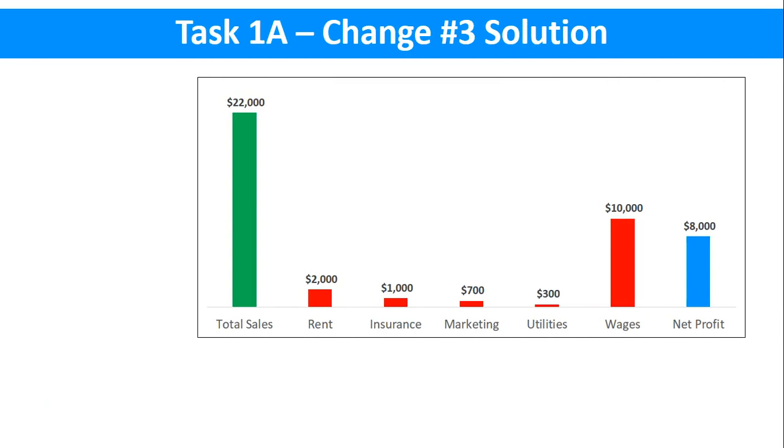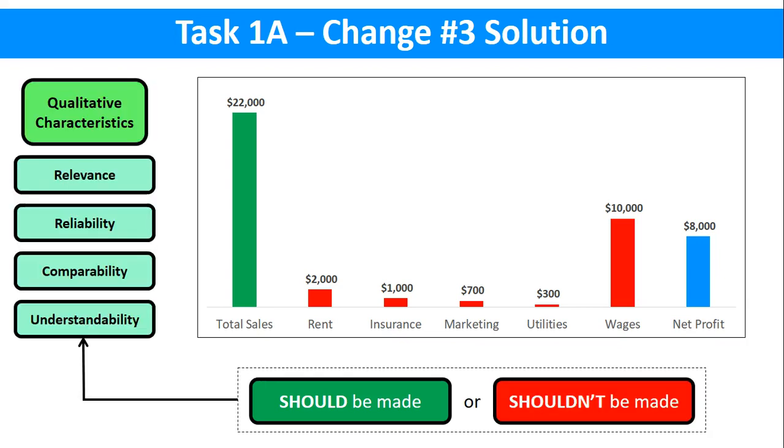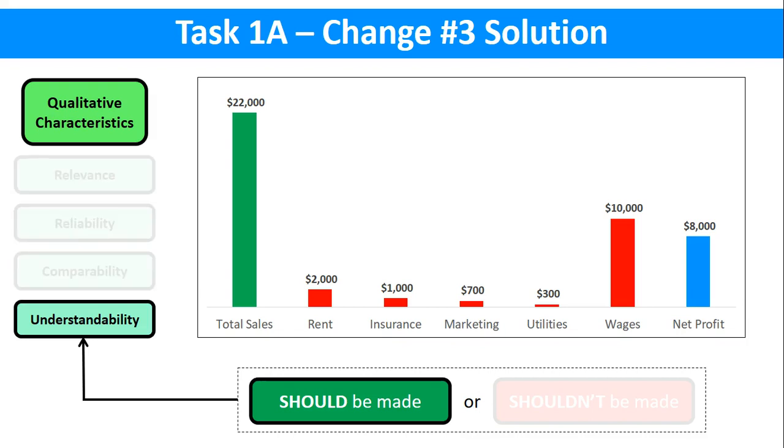So the question we're actually answering is, should this change to be using graphs instead of just a report being made, or should it not be made? And we're going to relate that to the qualitative characteristics of accounting. So we're going to argue in this case that it should be made, and the qualitative characteristic we're going to use to back us up is understandability.